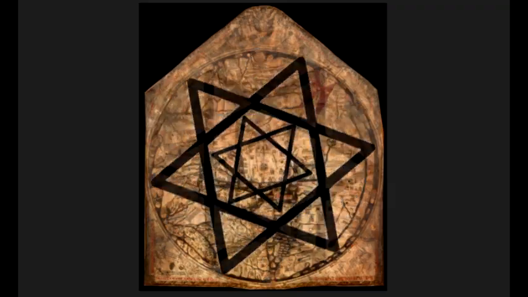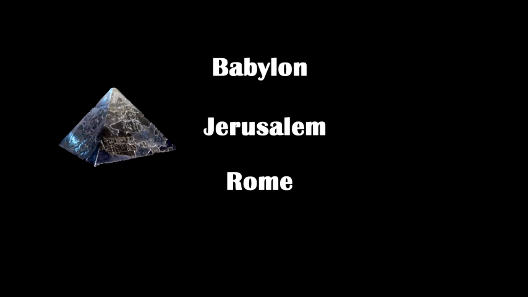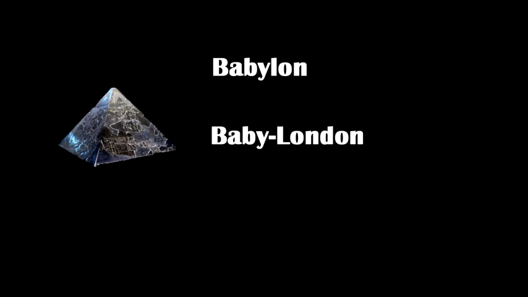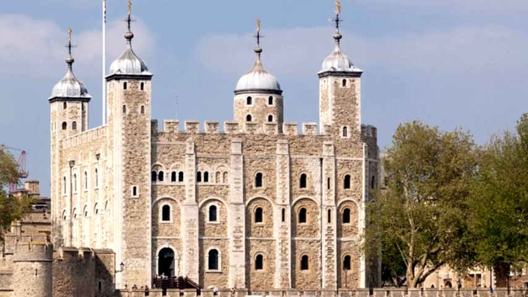Babylon, Jerusalem, Rome. We have Jerusalem and Rome, but we have no Babylon. Except maybe if we have a Baby London. And Baby might stand for Ben. You have the Tower of Babel and you have the Tower of London.